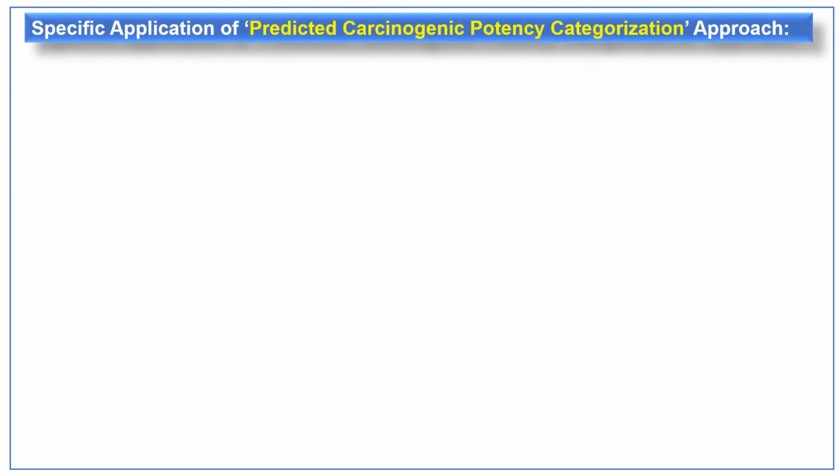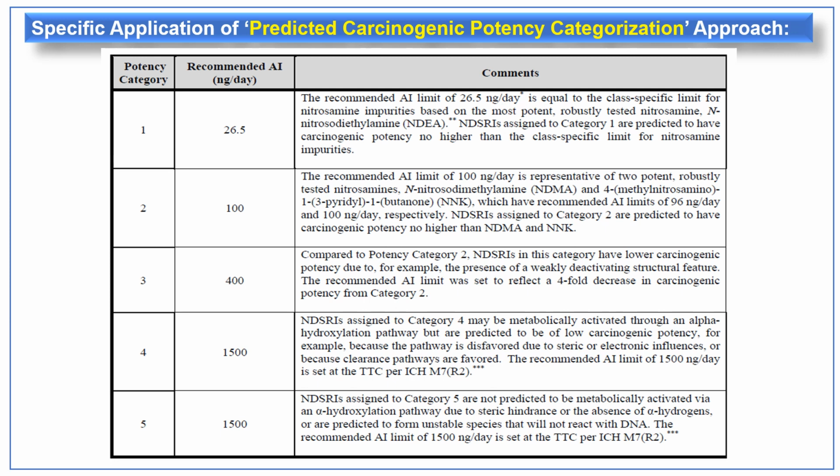This guideline provides 5 potency categories, rating from 1, 2, 3, 4, 5, which provide a recommended acceptable intake for the nitrosamine drug substance related impurities in nanograms per day. For example, for potency category 1, the limit is defined as 26.5, which is the limit for NDEA, which is the most potent nitrosamine impurity. The second is the recommended acceptable impurity limit of 100 nanograms per day.